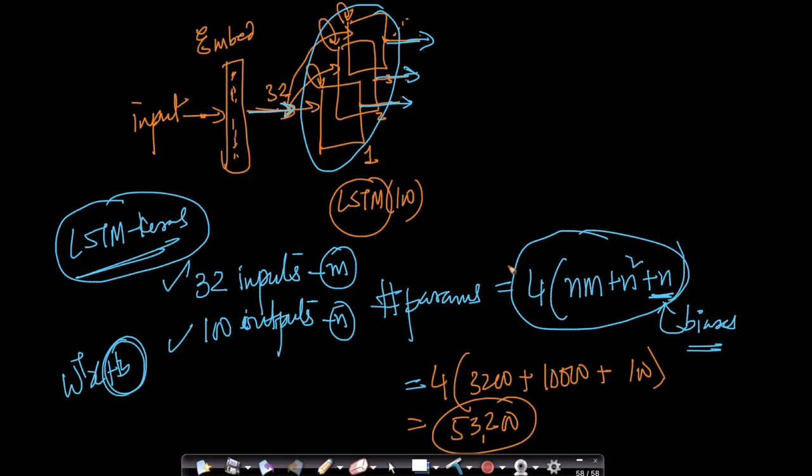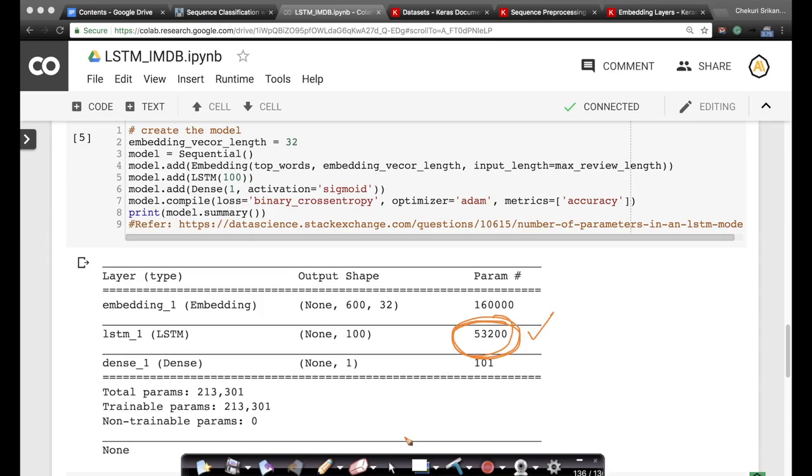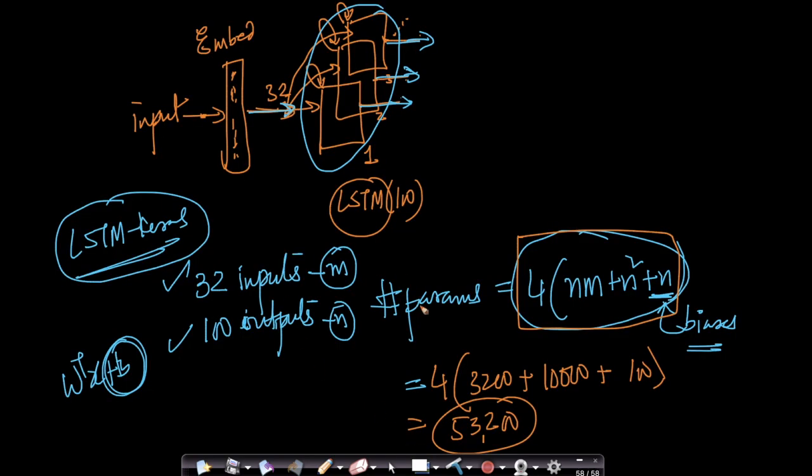It gives you a lot of clarity, because I learned about this formula and its derivation only when I asked, why does this have 53,200 parameters? So whenever you train a network, try to understand these number of parameters. And once you understand it, you get a lot more clarity, right?